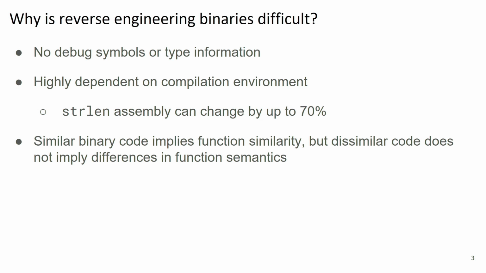For instance, strlen, which is possibly the simplest non-trivial function one can write, can change by up to 70% just by changing the compilation environment. And while it's true that similar binary code implies function similarity, the inverse is not true. Dissimilar code does not imply differences in function semantics.